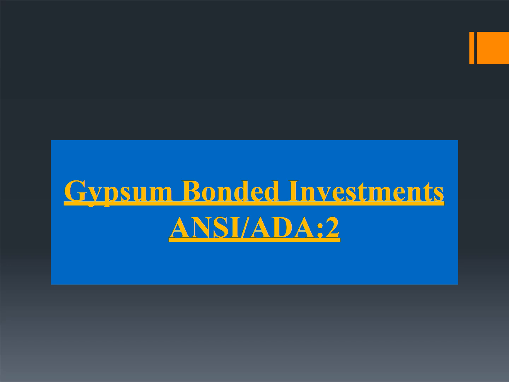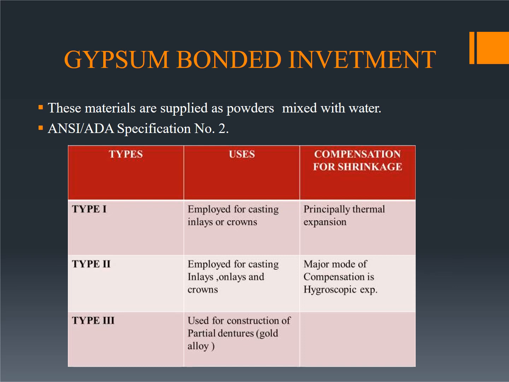Gypsum-bonded investments. Its ADA specification number is 2. These materials are supplied as powders which are mixed with water. It is of three types. Type 1, which is employed for casting inlays or onlays, and its major mode of compensation is by thermal expansion. Type 2, employed for casting inlays, onlays and crowns, which is compensated by hygroscopic expansion. And type 3, used for construction of partial dentures.